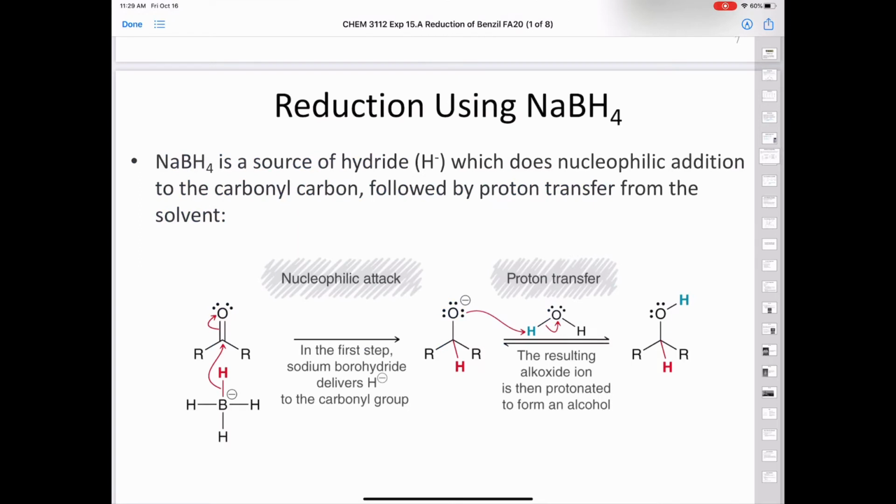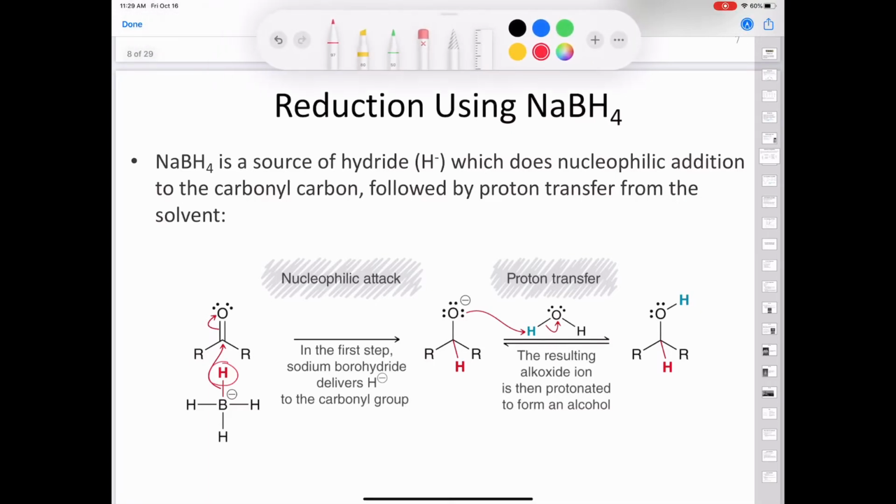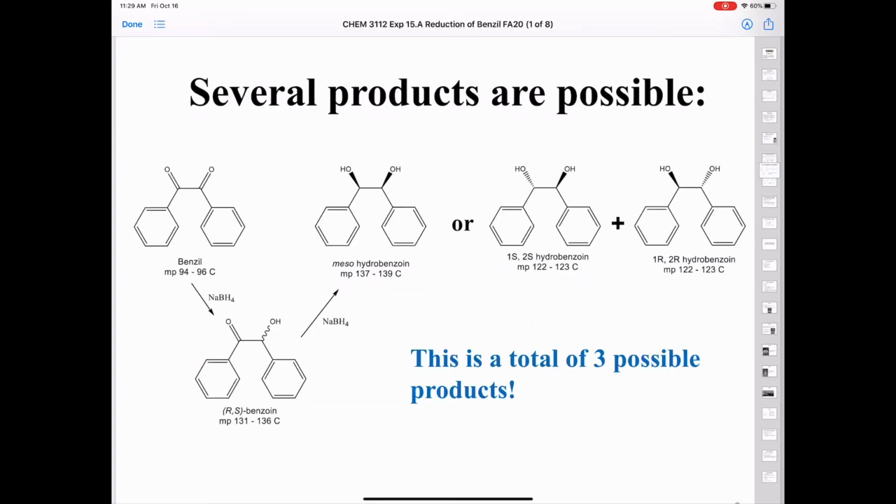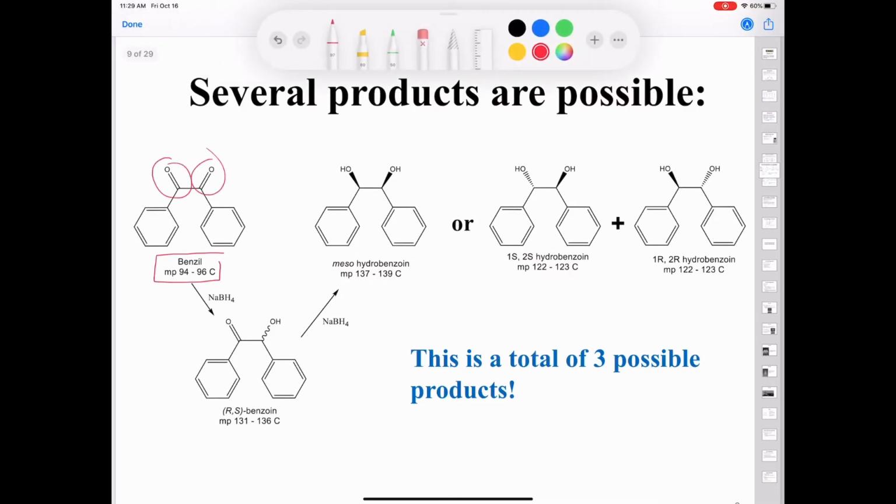The mechanism of sodium borohydride is rather complex, but a simplified version is shown here on this slide, and this version suffices for our class. Sodium borohydride is the source of the hydride ion, which does a nucleophilic addition to the carbonyl, followed by a proton transfer from the solvent. So the first hydrogen in the reduction comes from the borohydride reducing agent, and then the second hydrogen actually comes from the solvent. Here's our starting material, benzil, and you can see that it has 2 ketones in it.